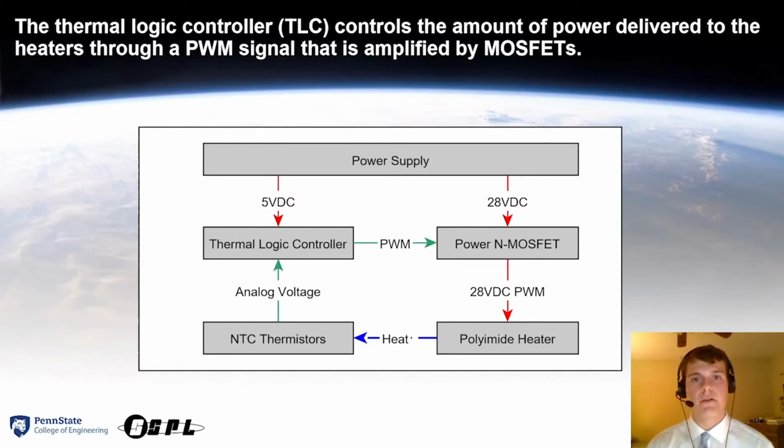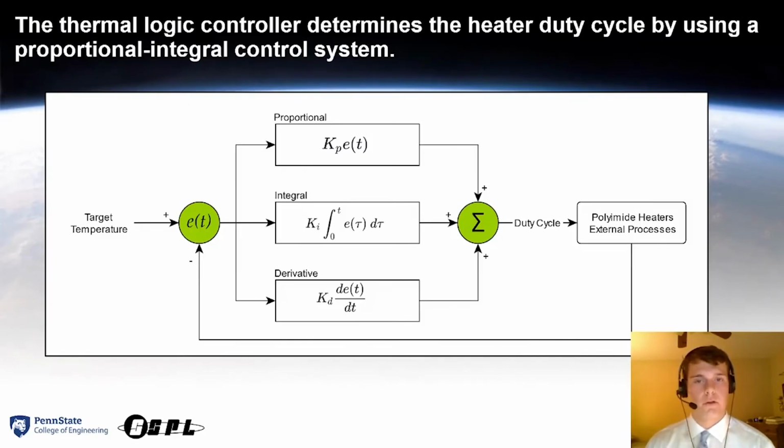You'll quickly notice, however, that this is a feedback loop between the generated PWM signal, the amount of heat dissipated by the heaters, and the temperature measured by our thermistors. To control this feedback loop, the thermal logic controller is programmed with a proportional integral control system with anti-windup. The thermal logic controller is actually programmed as a PID controller, however, we have set the derivative coefficient to 0.